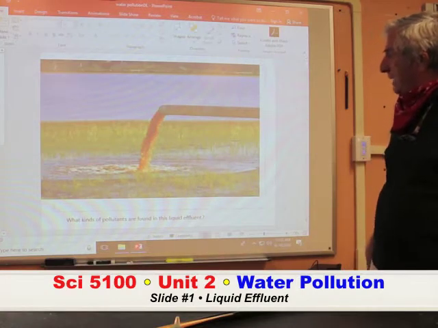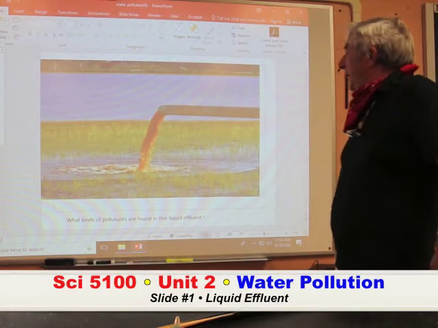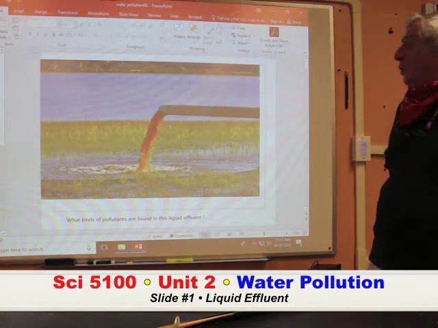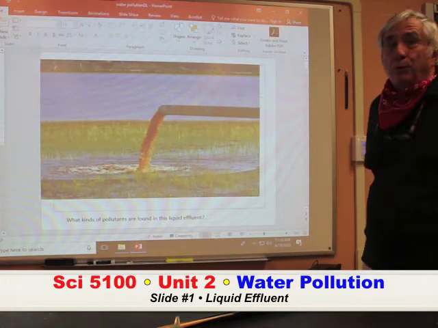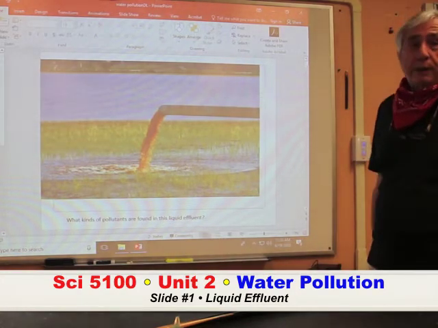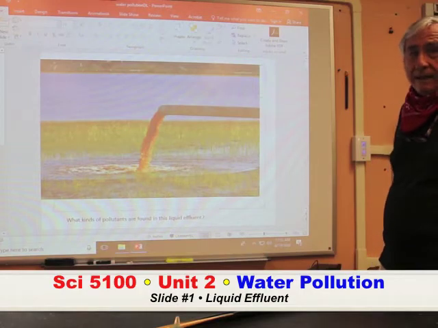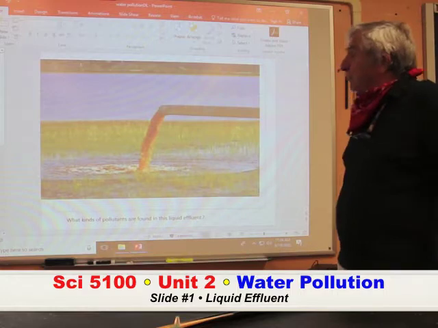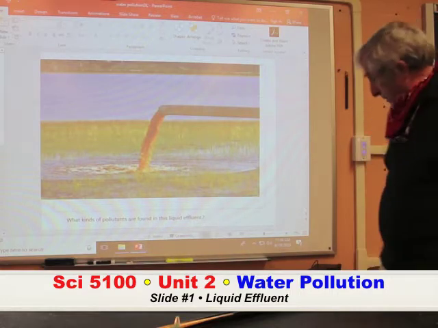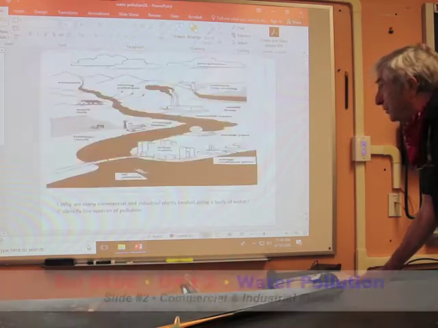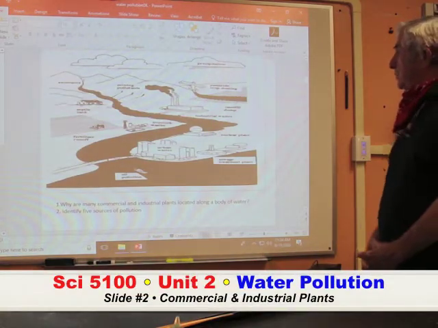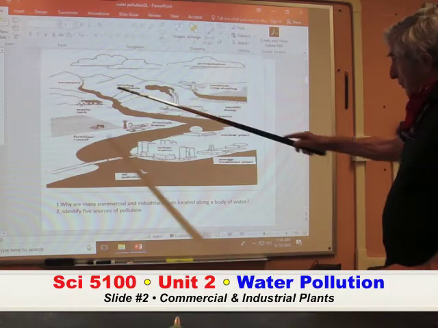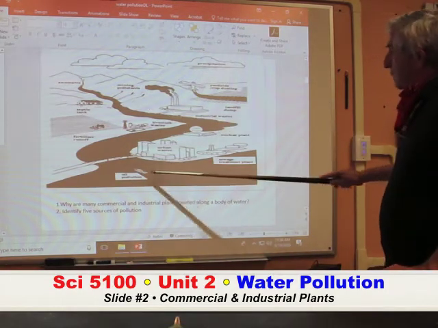If you take a look at the slide here, you can see right now that there is a pipe carrying something into the water, and this happens to be a liquid waste called an effluent, E-F-F-L-U-E-N-T. Liquid wastes are called effluents, and they're coming from a variety of sources. We'll take a look at some of those sources, and if you'll notice, the sources here are found along a body of water, such as a river, or in fact a shoreline, the ocean.